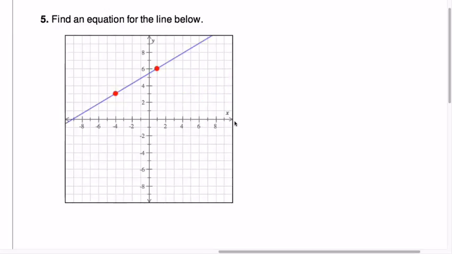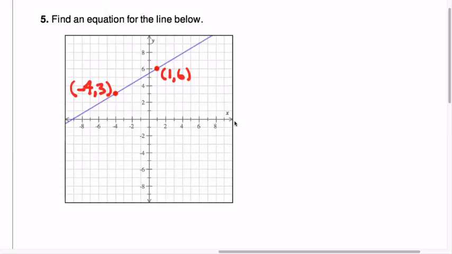So in this problem, the only values that we can trust are the ones that are labeled for us, specifically the coordinates of the 2 points which have been called out on this graph. The point over here on the right having coordinates (1, 6), and the point over here on the left having coordinates (-4, 3). So this is really a question of how to find an equation for that line which passes through the 2 points (1, 6) and (-4, 3).